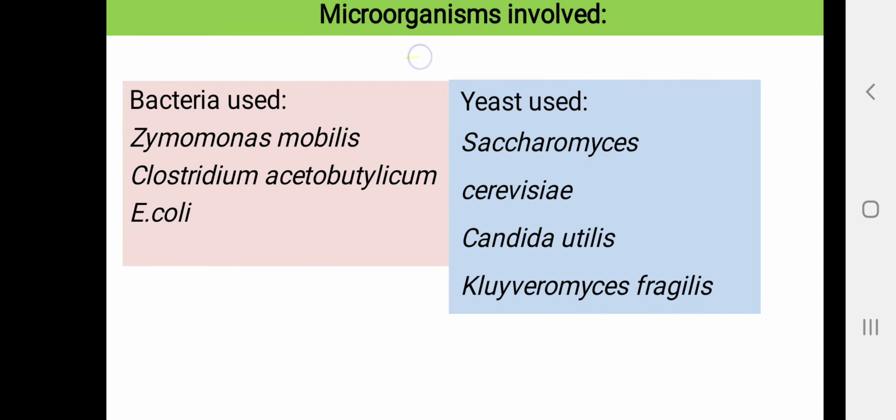Now let us look into the microorganisms that are used for industrial production of ethanol. So the bacteria used are Zymomonas mobilis, Clostridium acetobutylicum, Escherichia coli. The yeast used are Saccharomyces cerevisiae, Candida utilis, or even Kluyveromyces fragilis.